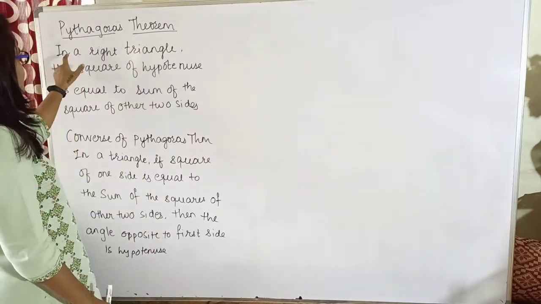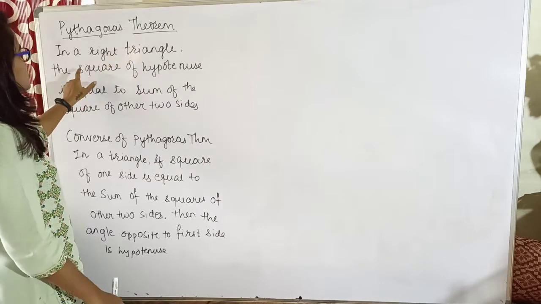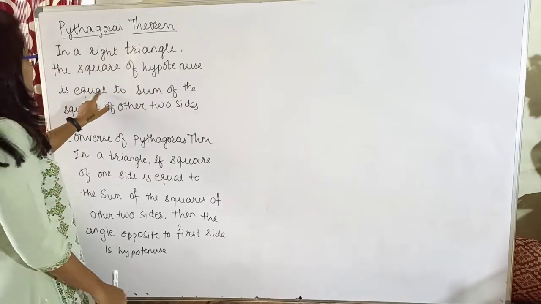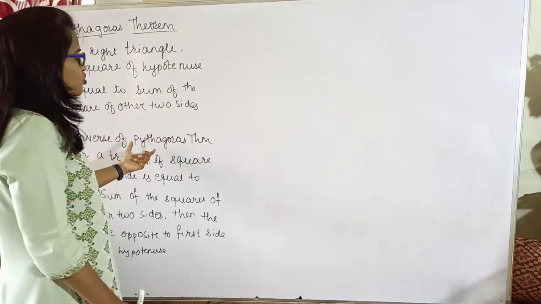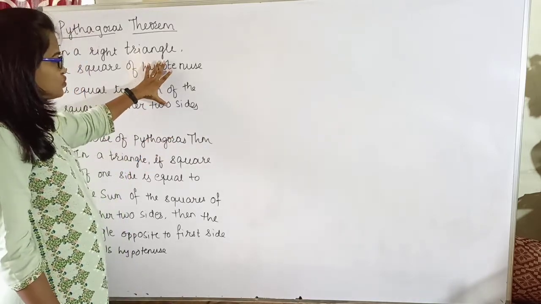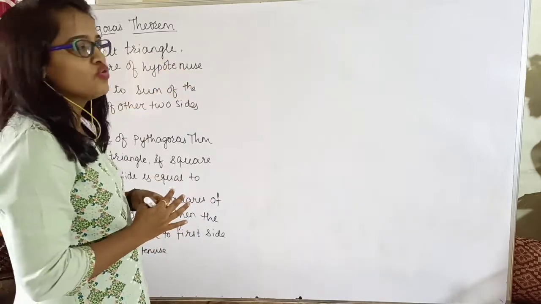So the theorem says in a right triangle the square of the hypotenuse is equal to the sum of the squares of the other two sides. I have written the converse also. So first we will prove the direct theorem and then we will go for the converse.